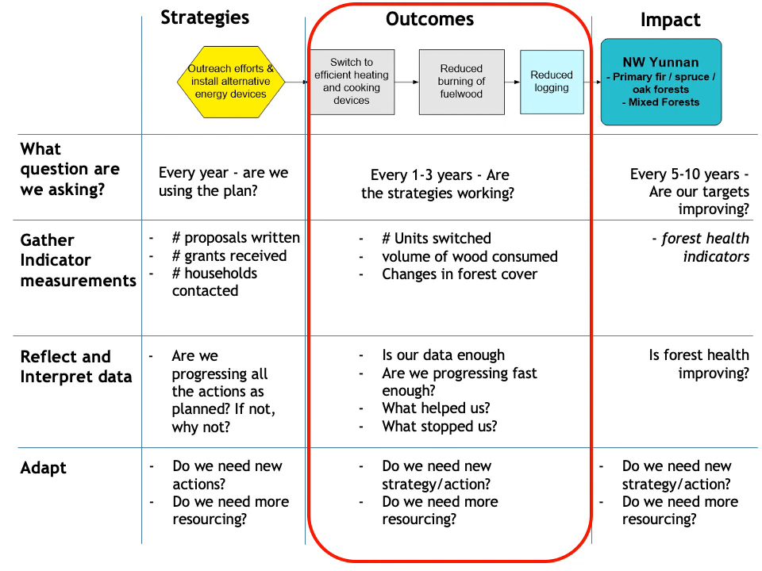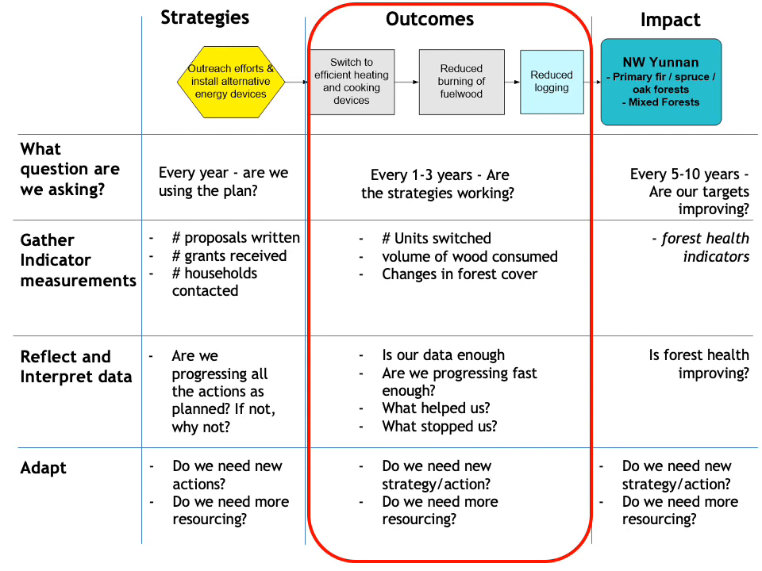When we're thinking a little bit more about outcomes, and if we look at our results chains, these are our intermediate results here leading up to threats. The sort of questions we're asking are, are our strategies working? And realistically, we would ask these questions every 1 to 3 years. The indicators we might use: number of units switched, the volume of wood consumed, or changes in forest cover.